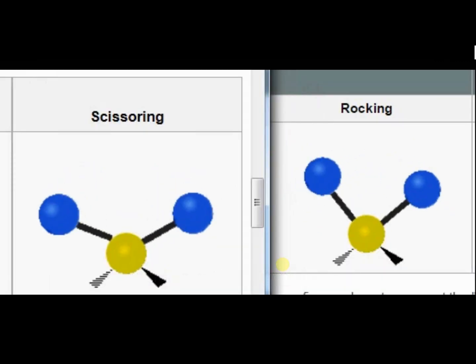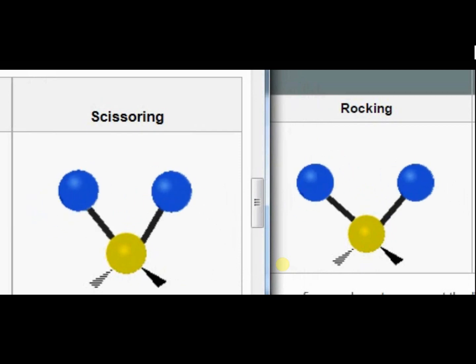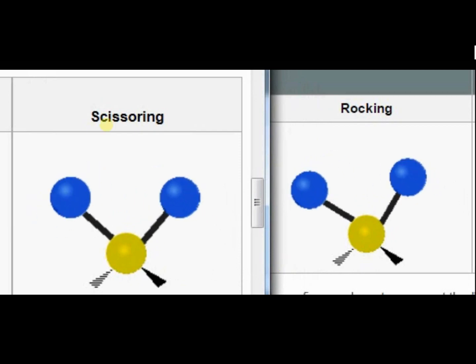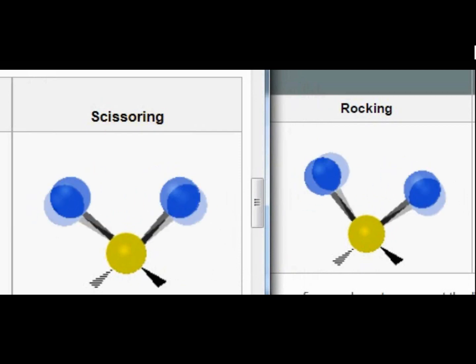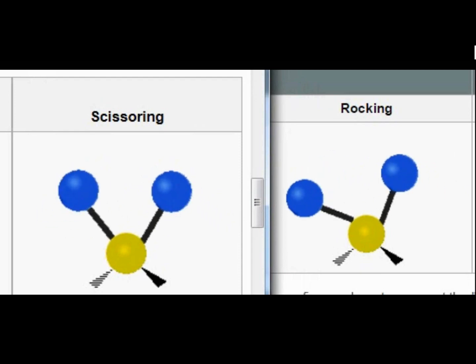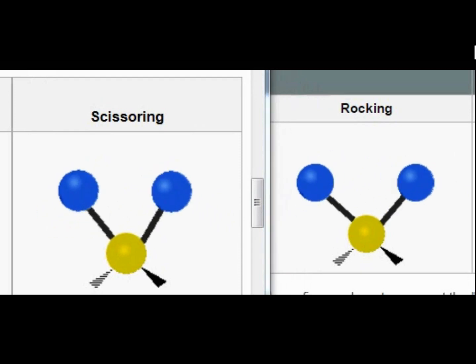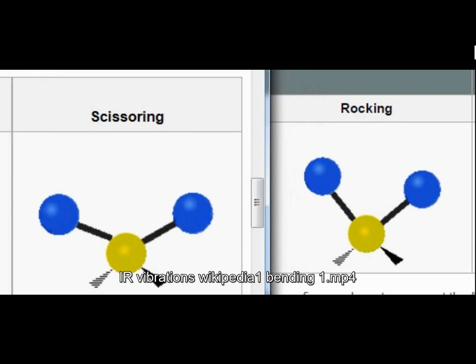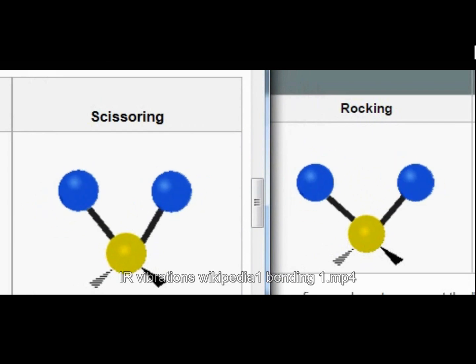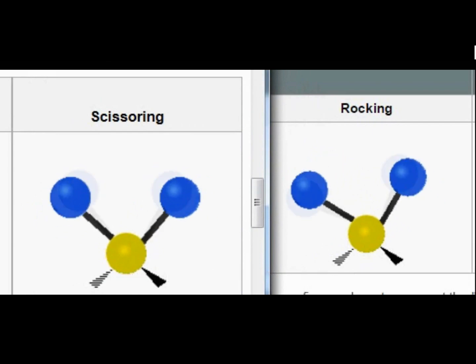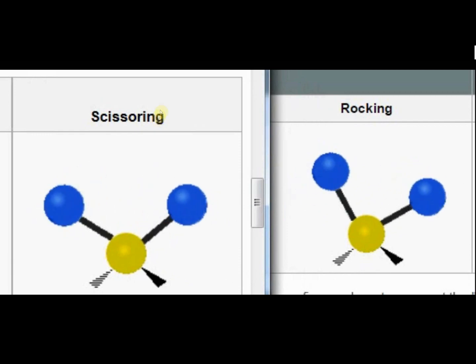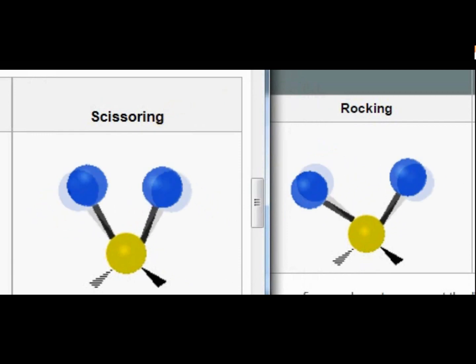There are, in fact, 4 kinds of bending vibrations. You see on the left scissoring. The action is like a pair of scissors. Notice that the bonds are not stretching, but rather the angles are changing. They're bending. On the right-hand side we see what's called rocking. These are 2 types of bending vibrations. There are 2 more.